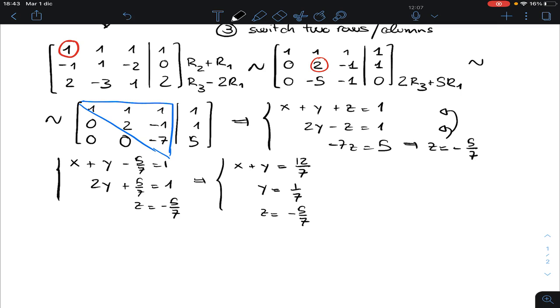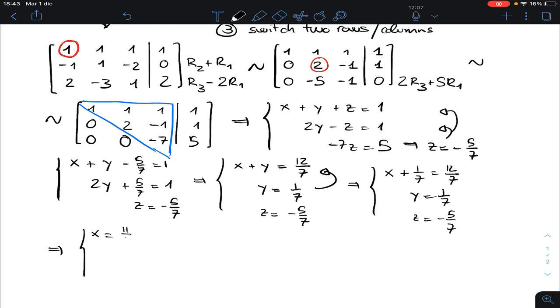And now, as y is 1 over 7, you may replace it in the first equation. What you see is that now x plus 1 over 7 is 12 over 7, y is 1 over 7, and z is minus 5 over 7. And so, in conclusion, you get that x is 11 over 7, y is 1 over 7, and z is minus 5 over 7.